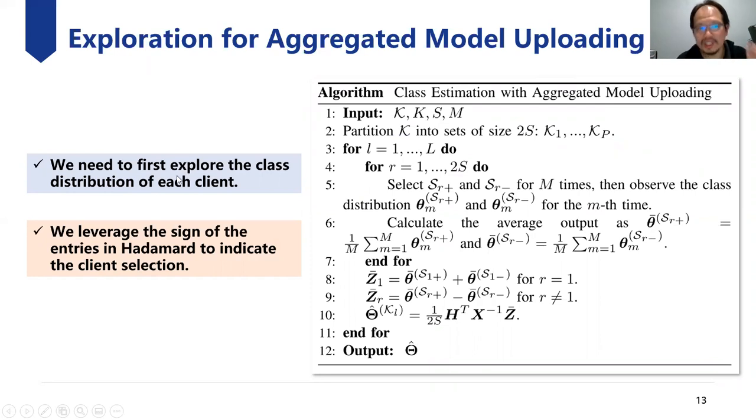We need to first explore the class distribution of each client. In this way, you will see there's a good use of loops. Then we will select. Let's say you are searching for certain things m times, observe the class distribution m times, then calculate the average output. So then we know what the output will be. And then we perform the Hadamard matrix. This condition will need to check the Hadamard matrix, and after that we leverage the size of the entries in Hadamard to indicate the client selection. So once we use the Hadamard, we identify the most suitable client selection.